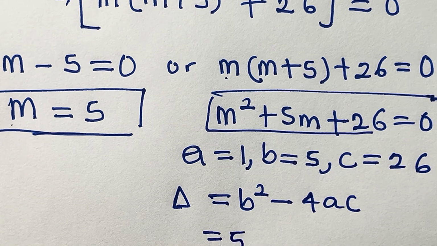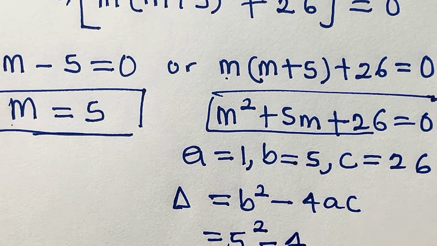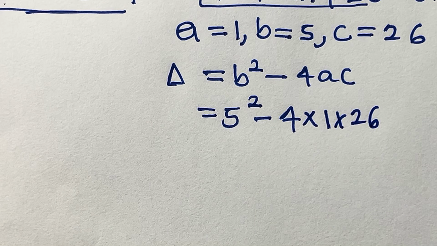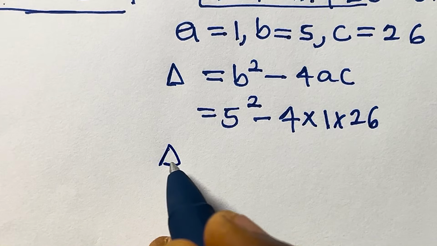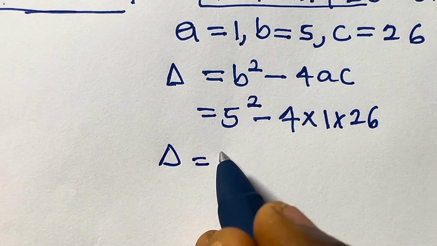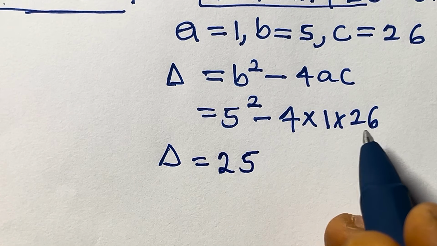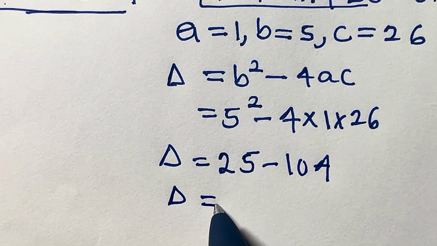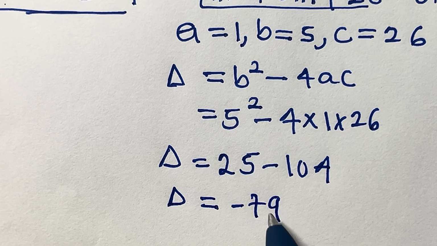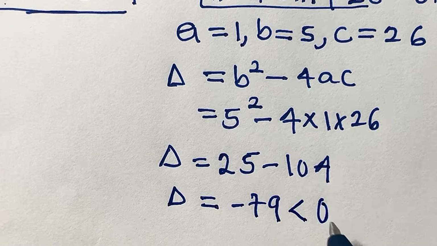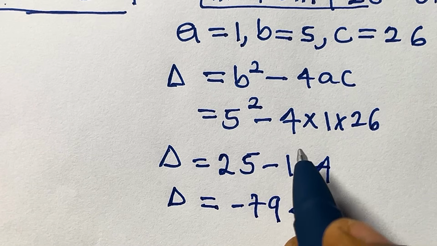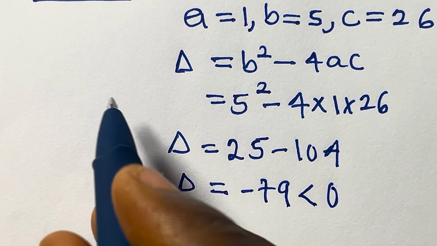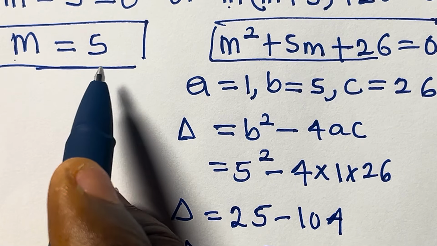We will have 5 raised to the power 2 minus 4 times 1 times 26. So we have our delta equal to 5 raised to the power 2, which gives us 25, minus 4 times 1 times 26, which gives us 104, which means that our delta equals minus 79. But if you look at this, we will see that this is less than 0. So this means that this equation doesn't have a real solution. However, we have to move on with m equals 5.